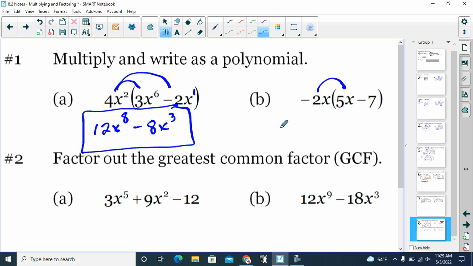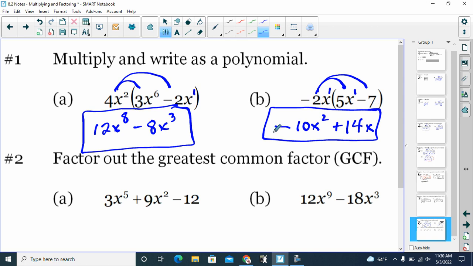Negative times positive is negative. 2 times 5 is 10. X to the first times x to the first, 1 plus 1 is x to the second. Negative times negative is positive. 2 times 7. X to the first times no x's is just x. That's a giant minus sign right there.